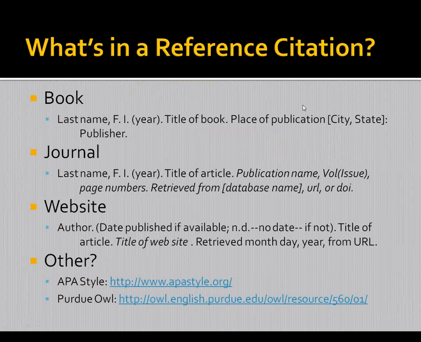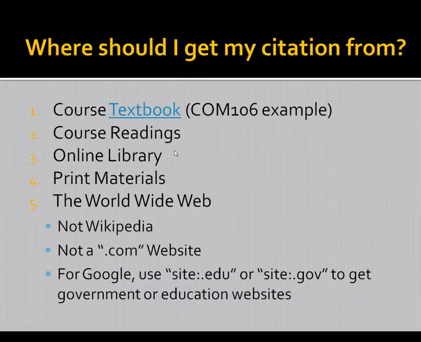So here are some basics for reference citations. It all depends. There are so many different variables that you might encounter that I've just listed a couple here. And at the very bottom, I have two resources. One is the apastyle.org website. The other is the Purdue OWL. I like Purdue OWL because it gives a lot of information. It covers a lot of ground as well. I think it's a very well put together website.